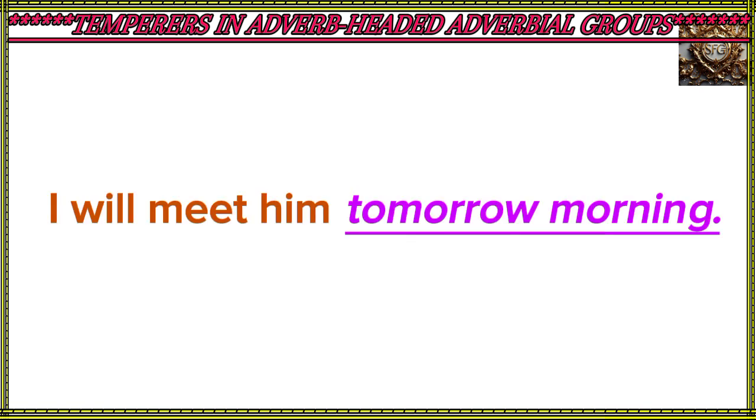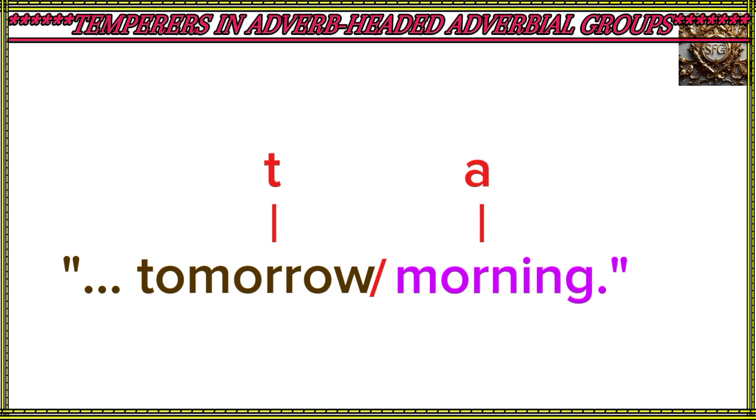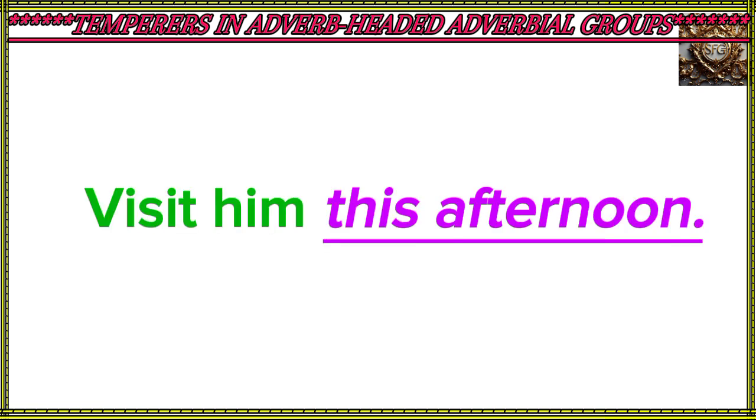I will meet him tomorrow morning. Tomorrow morning in this sentence is an adverb-headed adverbial group. In this group, tomorrow is a temporal intensifier functioning as a temporer to the time adverb morning, which is the apex in the group. Visit him this afternoon.